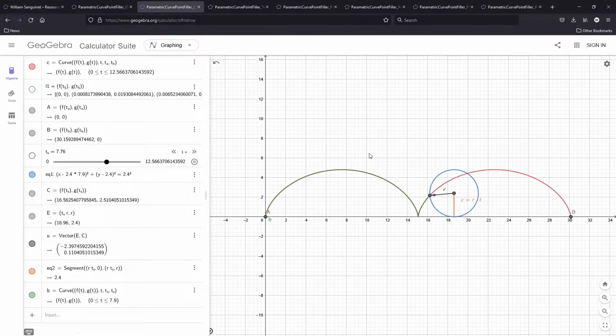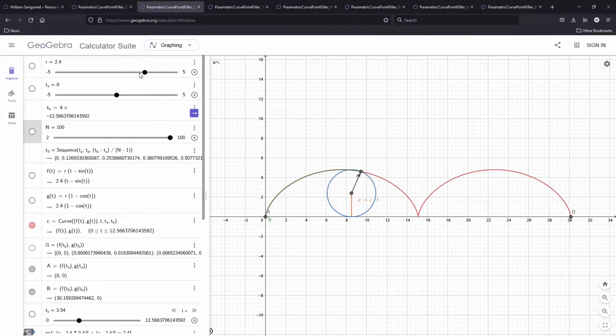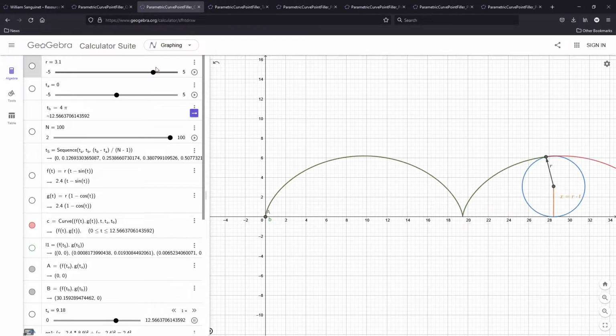I think this is a very nice demonstration of where this curve is coming from. If you change the value of r, the radius of the circle that's being traced out, the cycloid gets smaller or larger.